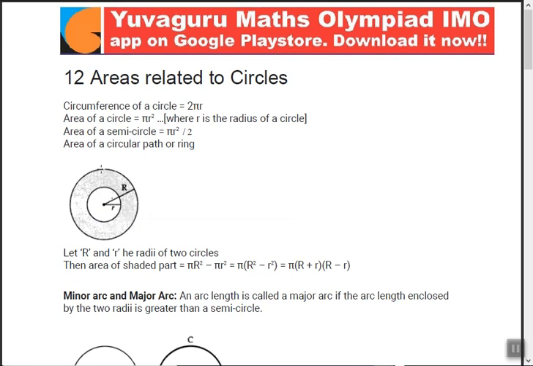Let's see. Okay, what is the circumference of a circle? Circumference means what? The perimeter, outside part. So that is given by the formula 2 pi r, means 2 into pi into r. Nothing means multiply. R is the radius and pi is what? Pi is a constant, 22 upon 7, or 3.142.